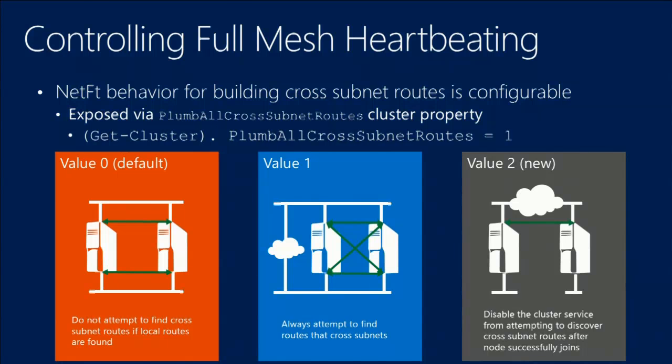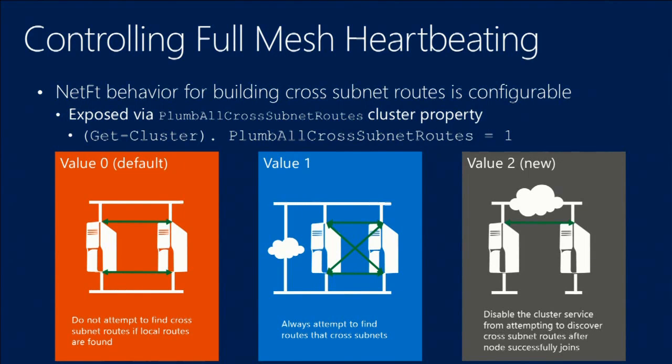By default, cluster always heartbeats over the same subnet. So it doesn't really use the cross-subnet route to send heartbeats to a node that is in the same subnet by default. And that's what full mesh heartbeating is really talking about.